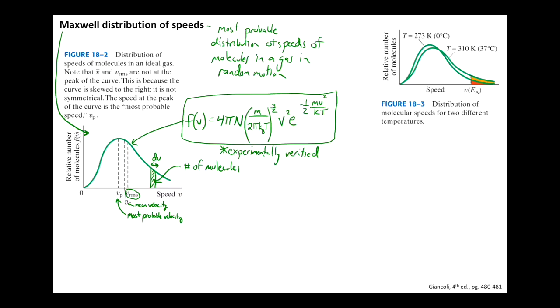So let's see, what else to add to this? If the area under the curve in a little range like that is the number of molecules that are going at that particular velocity, one thing that must be true is that if I integrate this from 0 to infinity, what should I get?